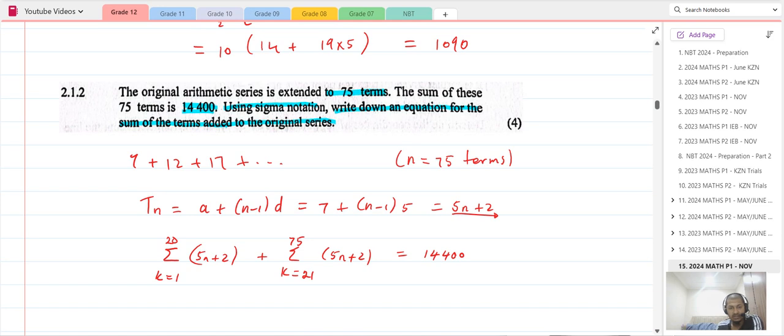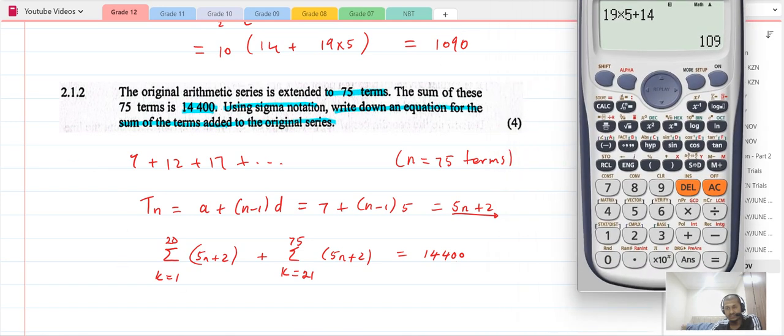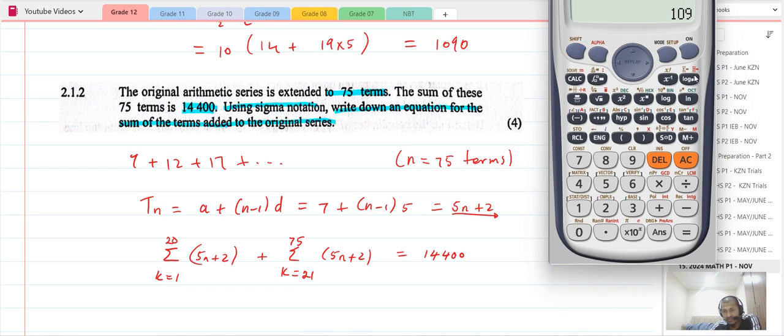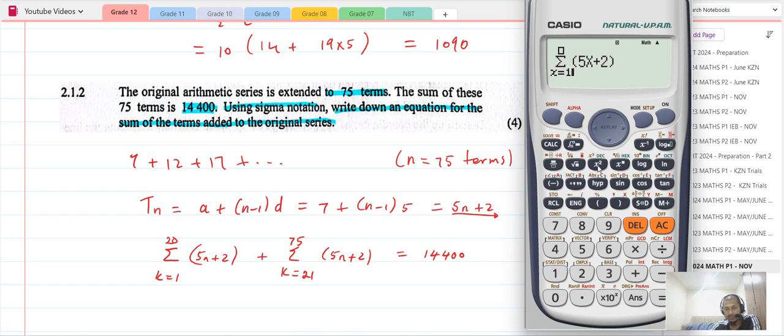14,400. Is this what they are asking us for? I just want to see if this sum total is 1090 first. So let's see. Remember, the special calculators have all this. So, alpha x plus 2, from 1 to 20. Yes, the original sum was 1090. So the sum of the first 20 terms plus k equals 21 to 75 of 5n plus 2 will give me 14,400.